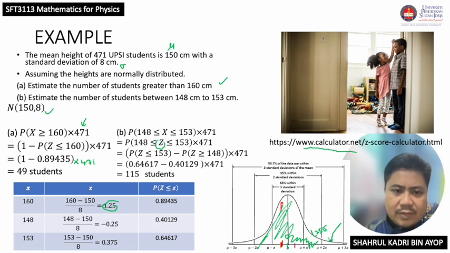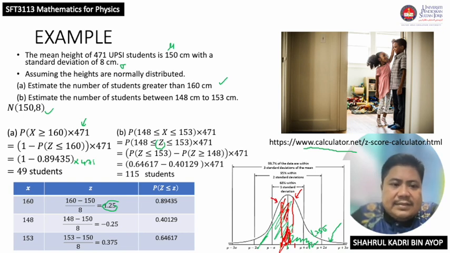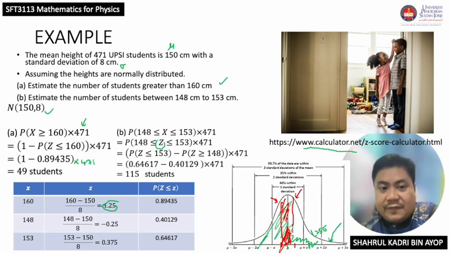So what you want to calculate is the area under this graph. Since you can get the probability for this value and this value, you can just subtract them and then multiply by the number of students. So you get 115 students having a height between 148 and 153.